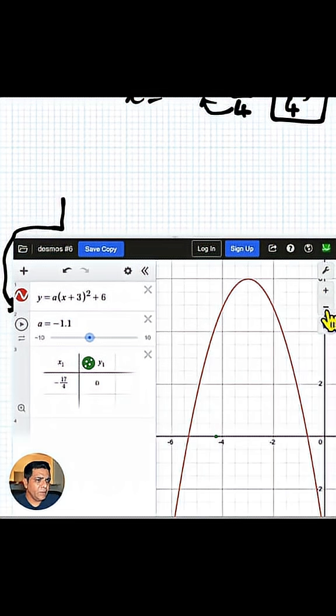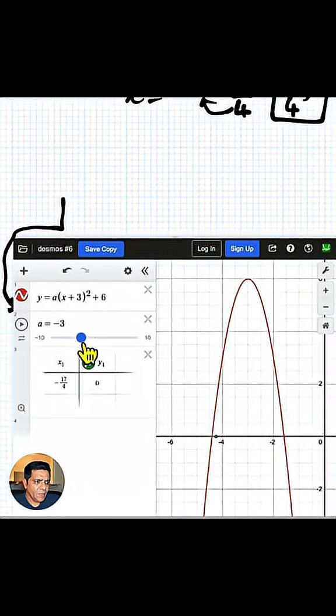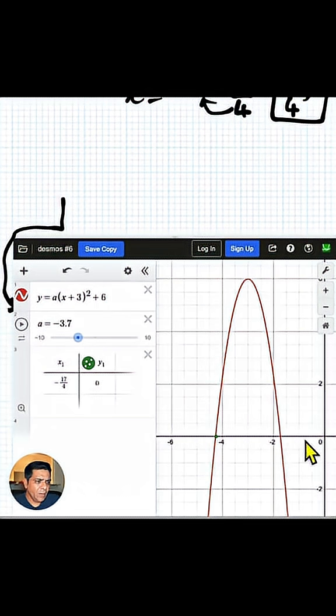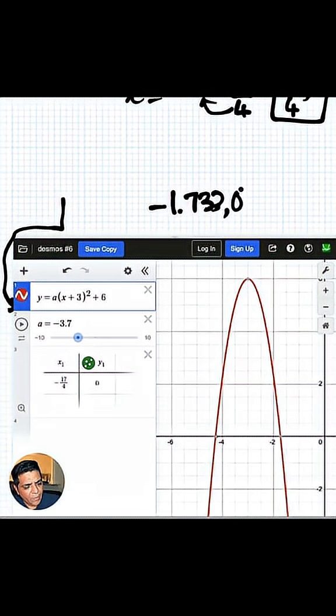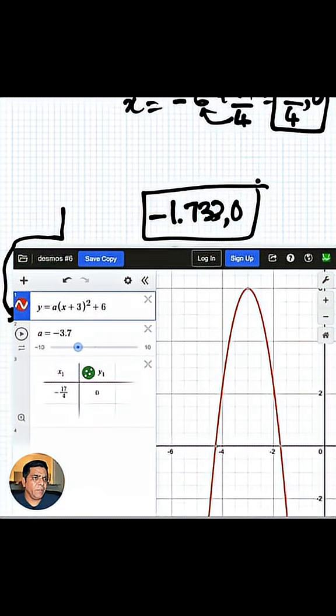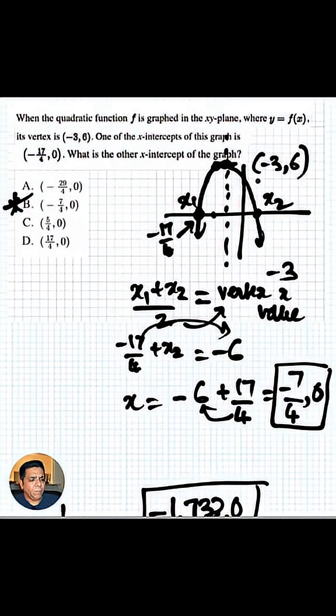What we are trying to do here is get to this vertex point using the slider. This doesn't have to be perfect. You just go approximately, and then you come to this other value and see what it is: negative 1.733. So negative 1.733, 0 is our other intercept, which is basically choice B, because negative 7/4 is the closest to negative 1.73. Everything else is a much higher negative value, and the rest are positive values. So we could get to the answer by using Desmos as well.